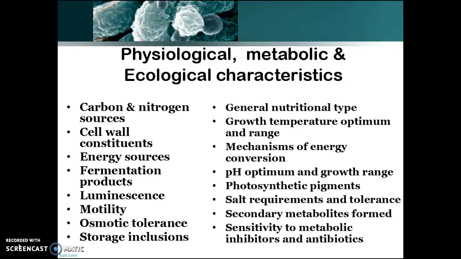These are the physiological, metabolic, and ecological characteristics. Physiology, for example, includes the photosynthetic pigments, or the growth temperature, optimum and range. Metabolic is how they grow, for example whether they need carbon and nitrogen sources or not. For the ecological characteristics, whether they are tolerant or susceptible to salt requirements in the ecology.